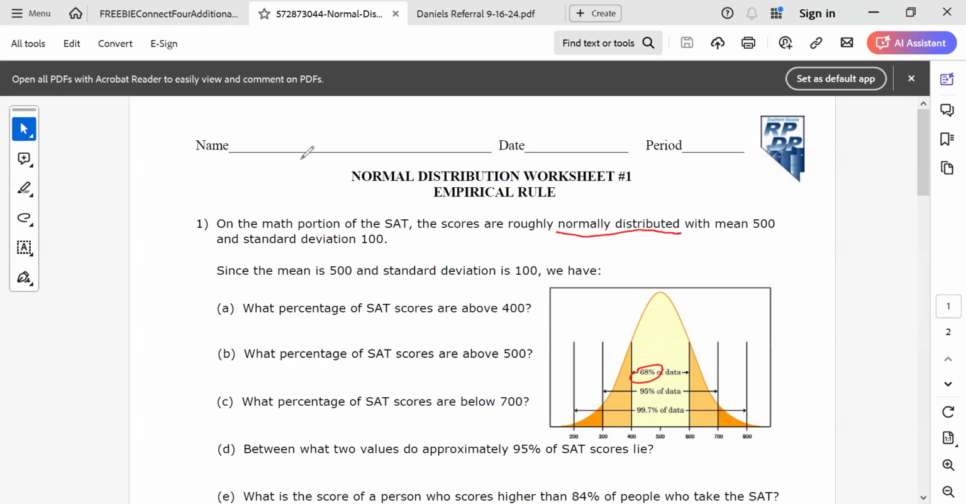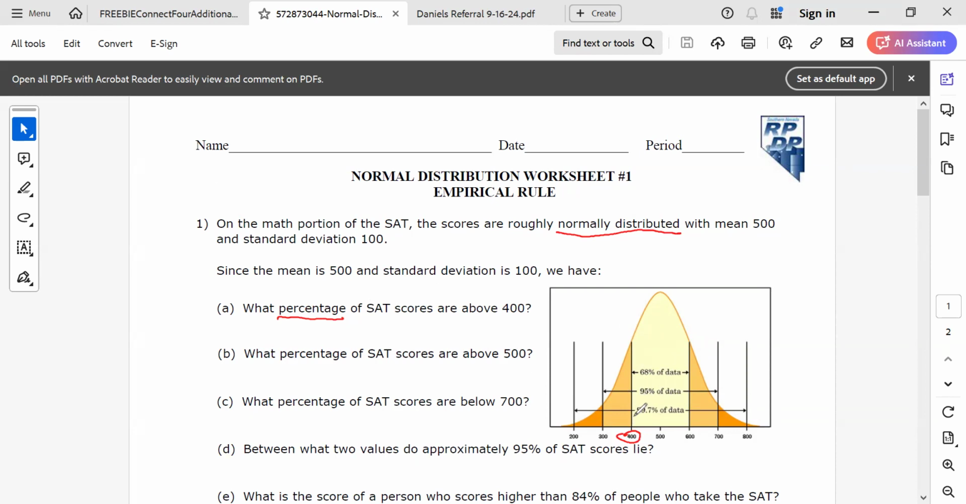Okay. The thing about them doing that, though, is for most of these questions, this isn't going to be enough. We're going to have to go back and look at the more detailed breakdown. Okay. So let's start with 1A. That's what we're going to look at. What percentage of SAT scores are above 400? We're looking for a percentage. So we're trying to add up these sections. Okay. Above 400. 400 is right here. That's one standard deviation below the mean.